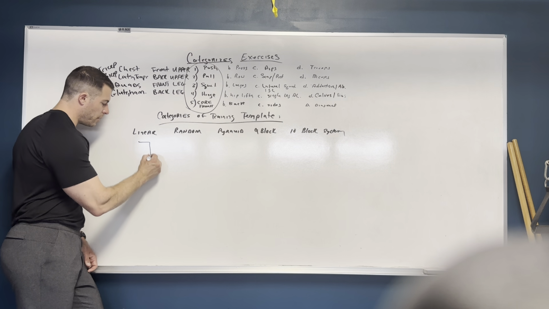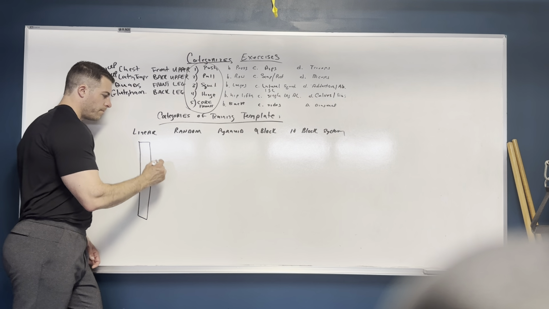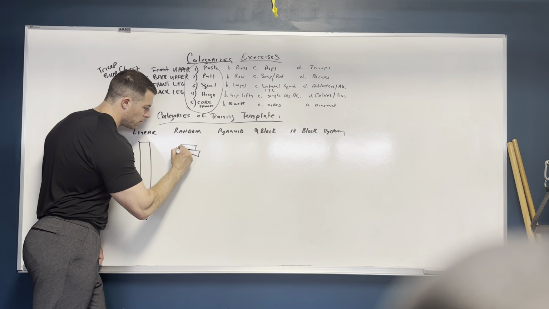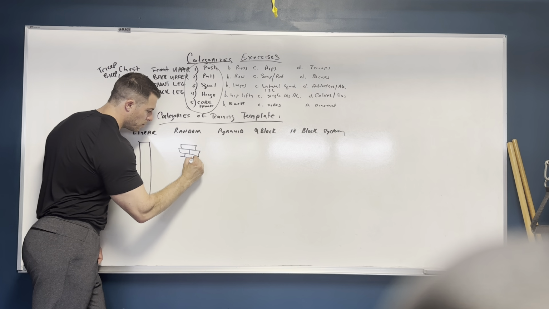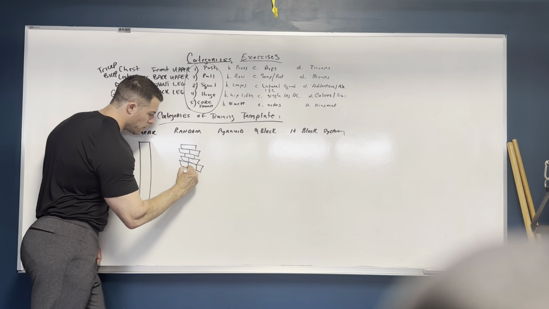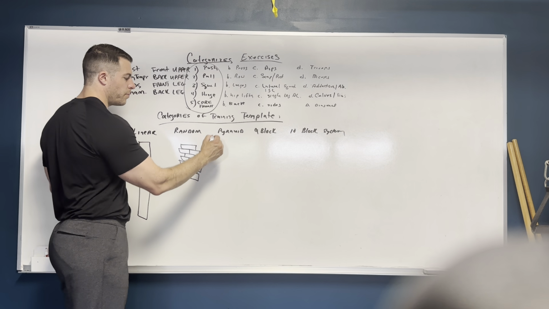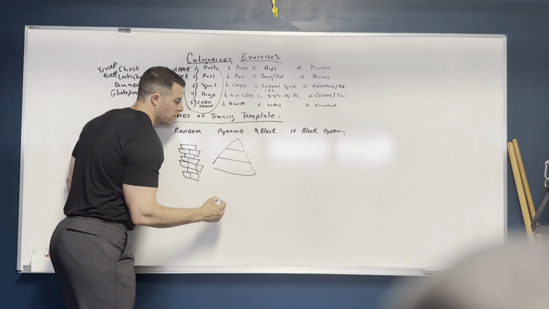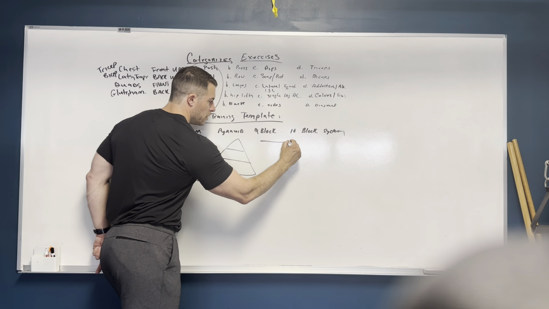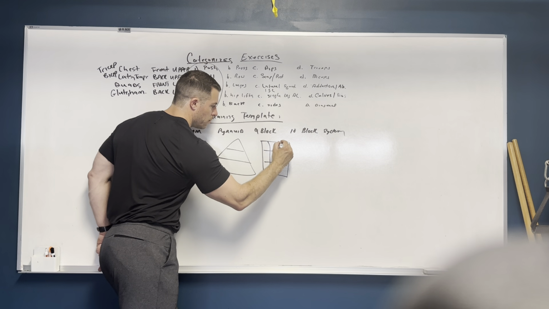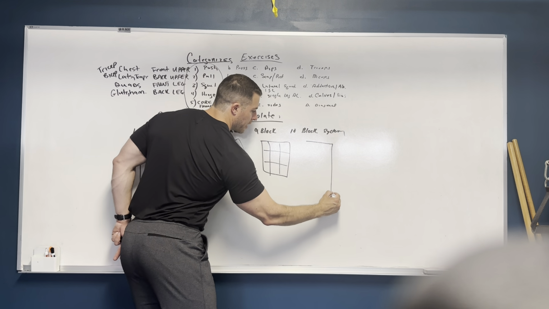So we have the linear approach, the randomized approach, the pyramid approach, the blocked approach, the 9-block approach, and then the 10-block approach.